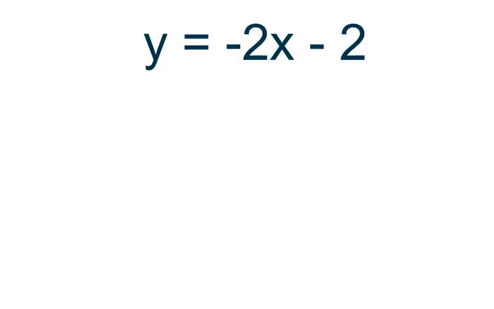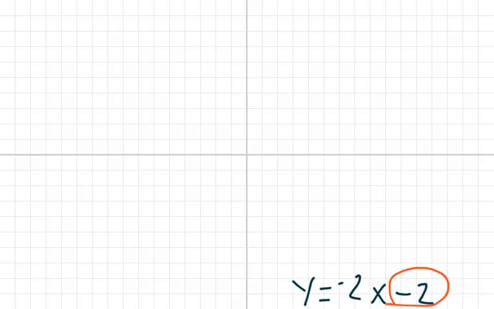So let's go ahead and try our next one. We already have it in the y equals mx plus b form, so we're going to skip over to our graph, and we have y equals negative 2x minus 2. Again, we're going to focus on this negative 2 here. The negative 2 is our constant. Remember, we're looking at the y-axis for our y-intercept.